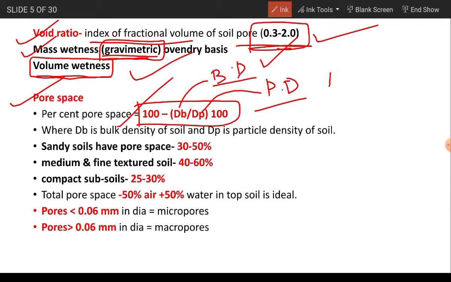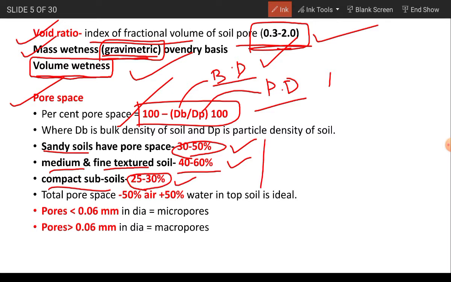In general, sandy soils have pore space ranging from 30 to 50%. Medium and fine texture soils have 40 to 60%, and compact soils have 25 to 30%. This is important, guys. Total pore space is plus or minus 50%, with water in the topsoil, which is ideal for any kind of crop production.